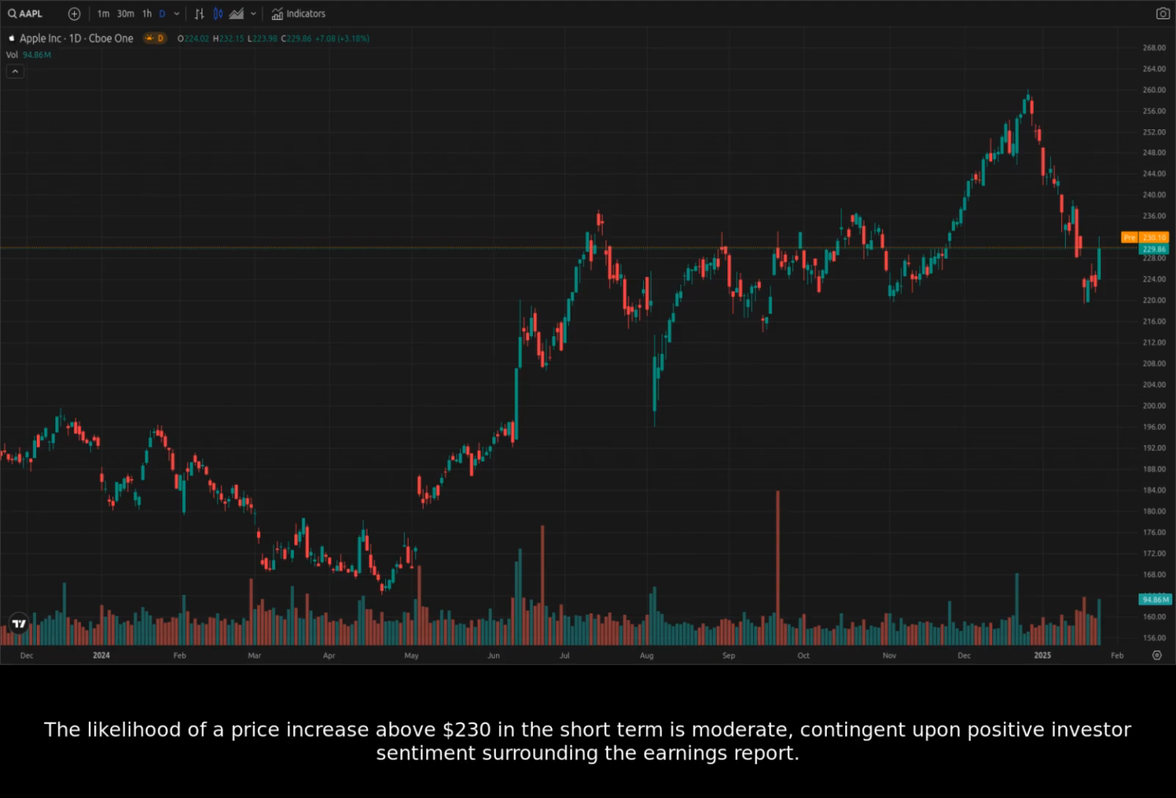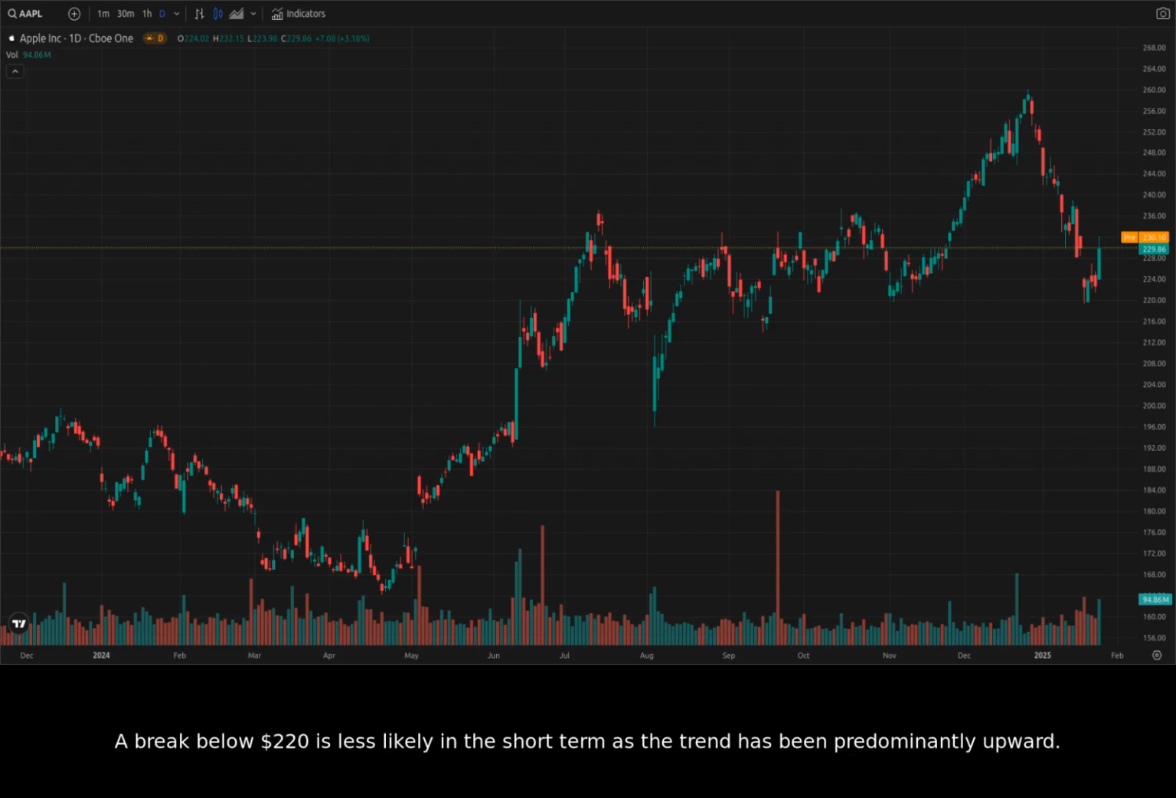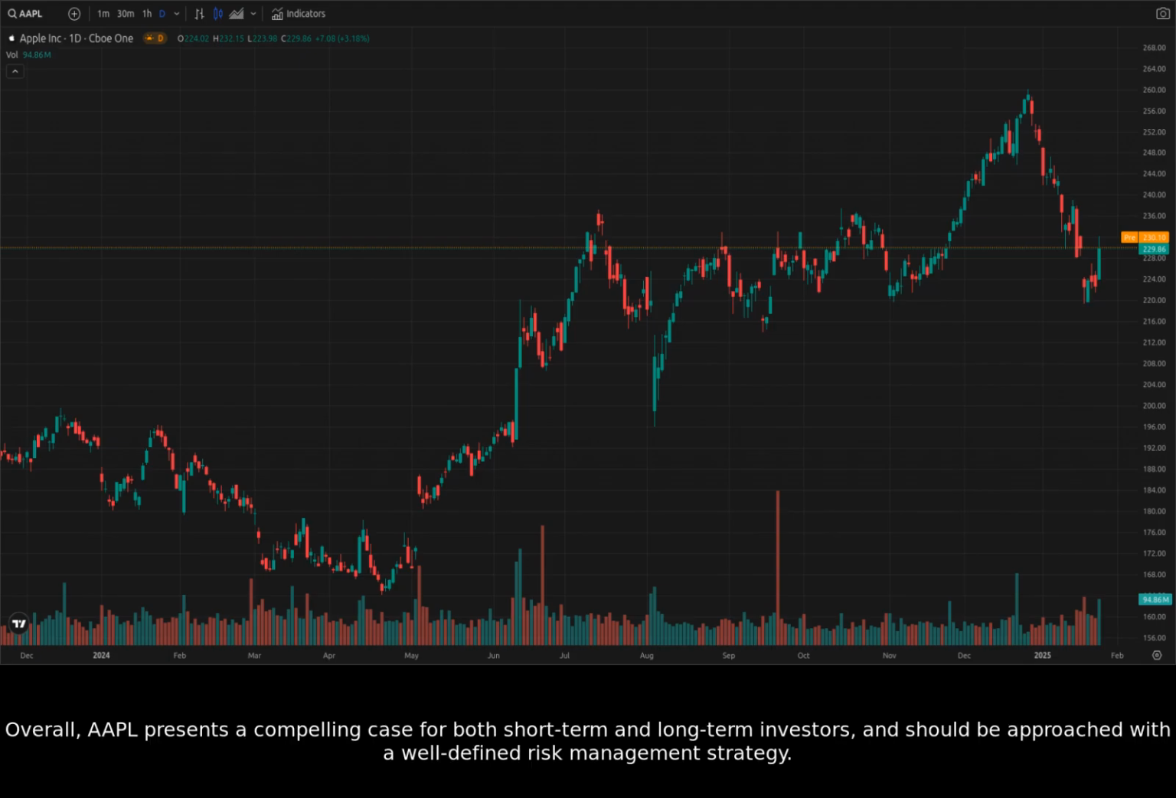The likelihood of a price increase above $230 in the short term is moderate, contingent upon positive investor sentiment surrounding the earnings report. A break below $220 is less likely in the short term as the trend has been predominantly upward. Overall, Apple presents a compelling case for both short-term and long-term investors and should be approached with a well-defined risk management strategy.